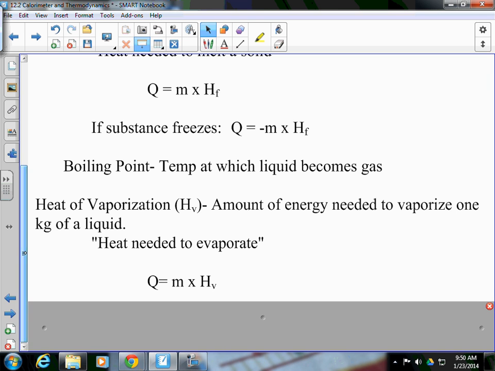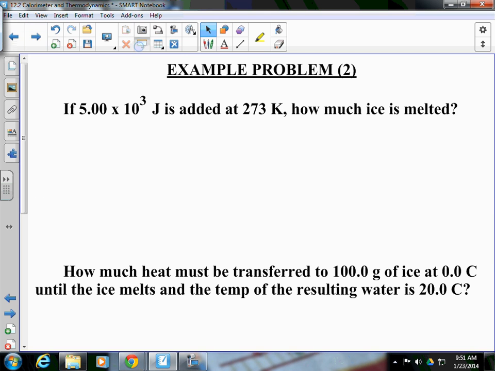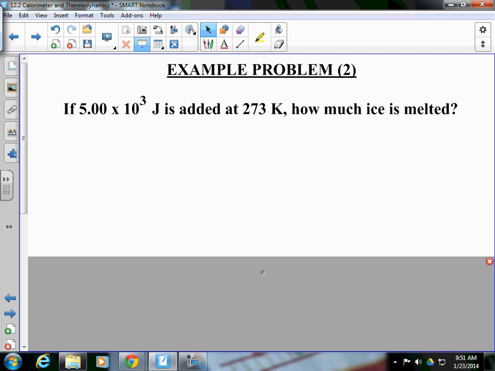So when we do that, same equation, Q is equal to M times HV. These HV values can be found in your textbook. And when we do that, if it condenses, Q is equal to negative M times HV. So we take these and we're going to have two separate problems. First one is a fairly simple problem.